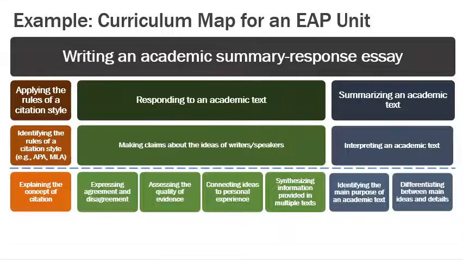The first level prerequisites are followed by second level prerequisites. In order to make claims, learners need to be capable of expressing agreement and disagreement effectively, assessing the quality of evidence provided in the text, connecting ideas to personal experience, and synthesizing information provided in multiple texts.